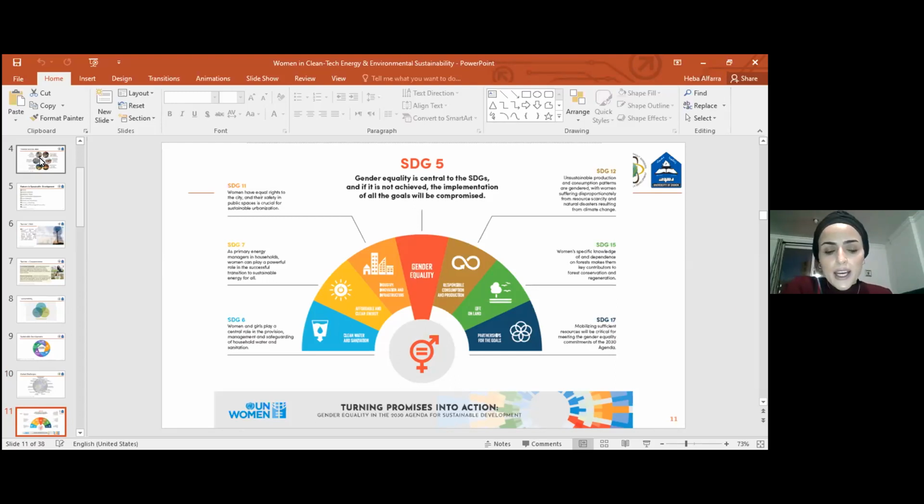Women and girls can play a central role in management: management of food, management of water, management of energy use and consumption. Because, you know, women are everywhere. They are at home, they are at work, they are in the community, and they have children, they have families, they have friends. So they can promote the message of sustainable development more easily than men, based on the studies.